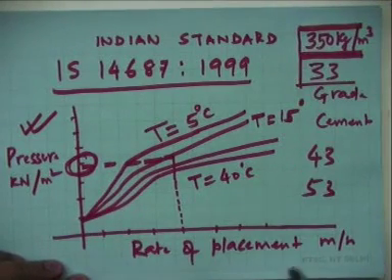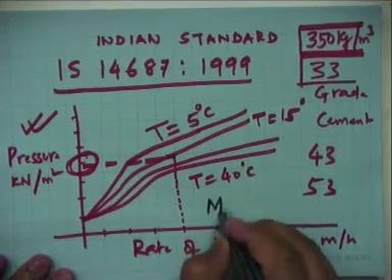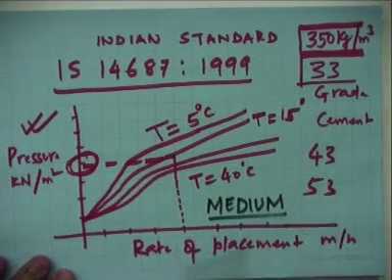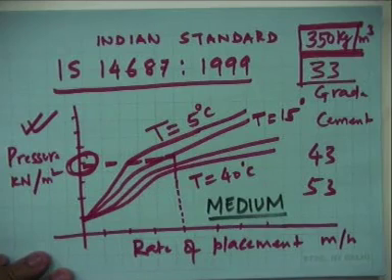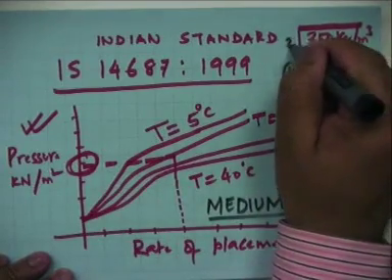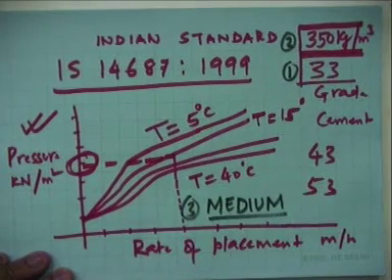Now they have also assumed workability. For producing this curve, they have assumed that there would be medium workability. Now this is requirement 1, this is 2, this is 3. So corresponding to these 3 requirements, they have produced these figures.